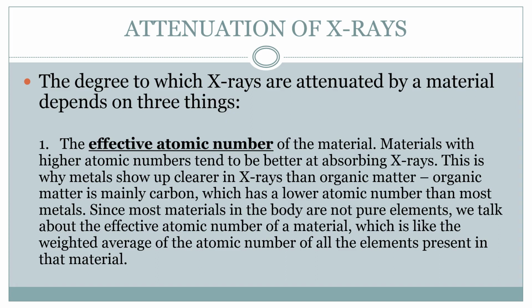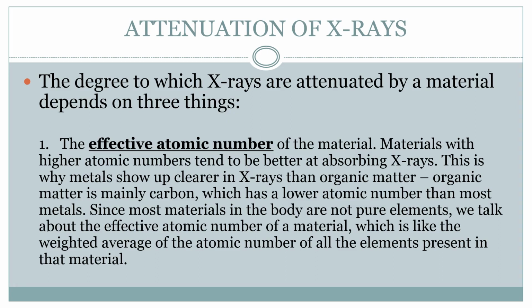So when we talk about attenuation from material and how it's affected by atomic number, we generally talk about the effective atomic number of a material, which is kind of like a weighted average based on all of the different elements that make up that material and their atomic numbers, and the proportion to which they appear in that material. So for example, if you're dealing with soft tissue, you would find the effective atomic number would be weighted more towards carbon than other elements, because carbon makes up the greatest proportion of the elements that make up the organic matter in our body.